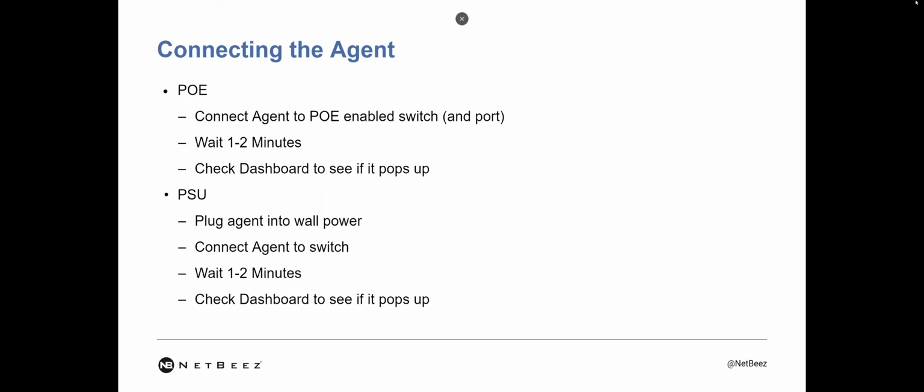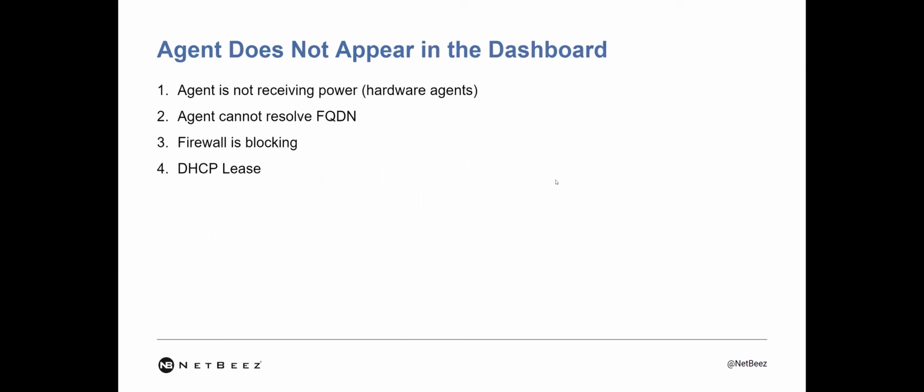If it's PoE enabled, you'll simply connect the agent to a PoE enabled switch, make sure it's also enabled on the port, wait a few minutes, and check the dashboard to see if it pops up. If it's power supply based, the only additional thing you'll need to do is plug the agent into wall power first. You'll still plug it into the switch, wait a few minutes, and check the dashboard to make sure it pops up. Now, here's a question.